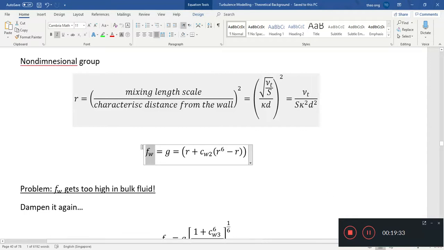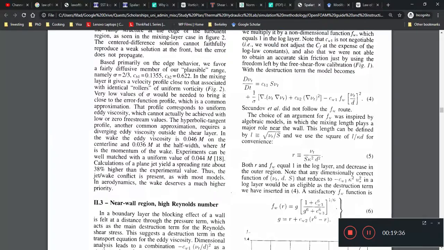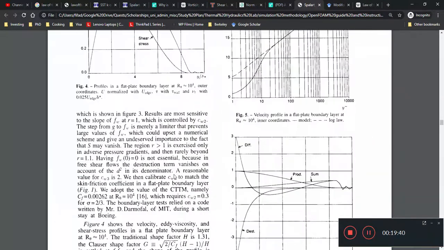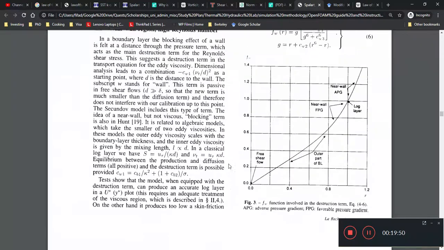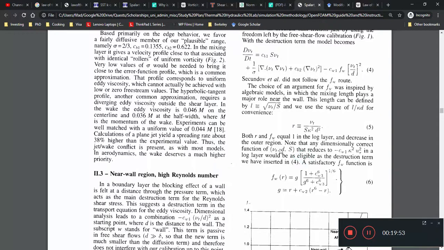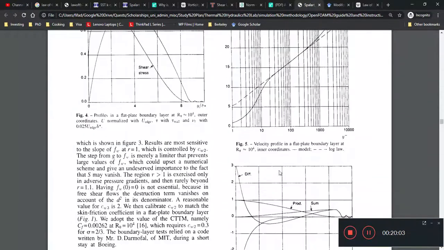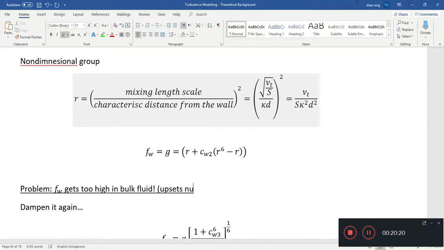So where does that come from? That is from here. You scroll down and you see the figure. Okay, sorry, it should be here. Yes, it's here. Both R and FW equal 1 in the log layer and decrease in the outer region. The step from G to FW is merely a limiter that prevents large values of FW, which could upset the numerical scheme. So this is for numerical stability.